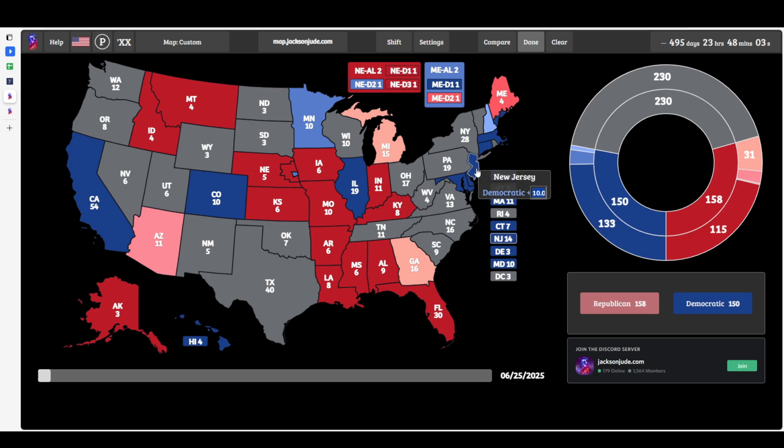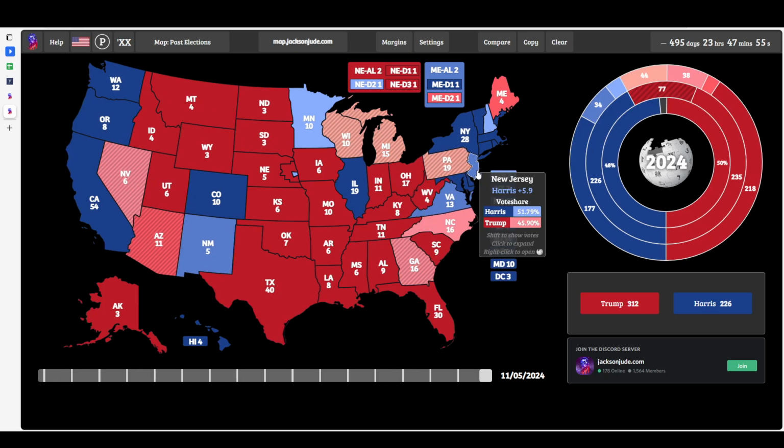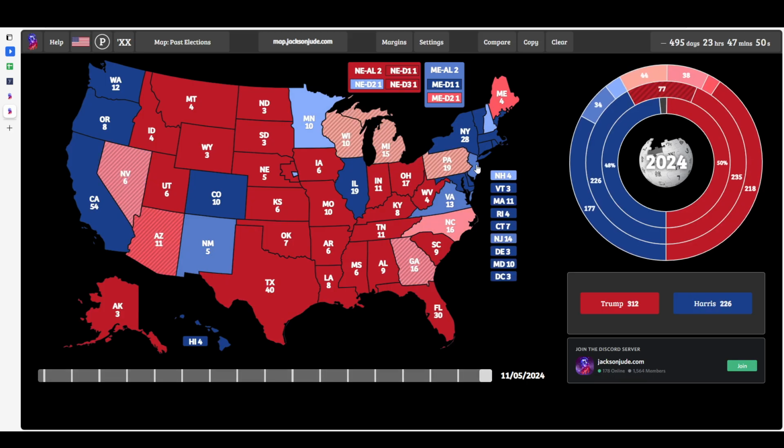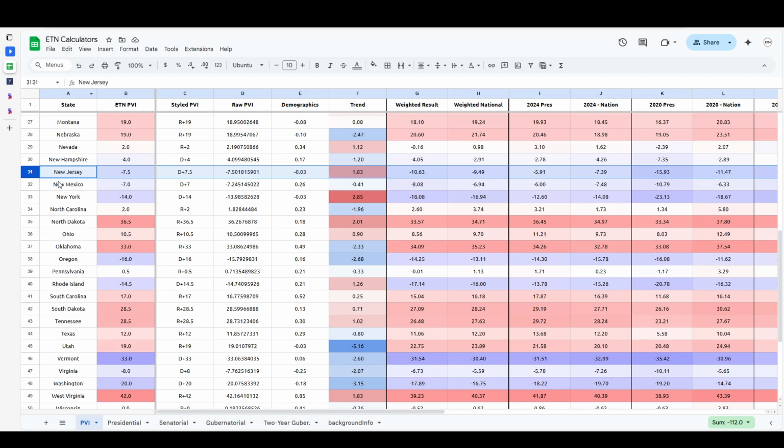D+7.5 is going to be a concern for the Democrats. It's going to be right on line with Maine now. Kamala Harris only won it by 6 after Joe Biden won it by 16. So it's a flat 10-point drop, obviously.